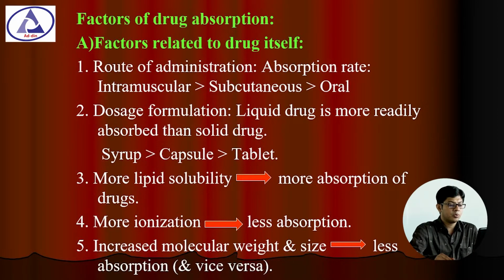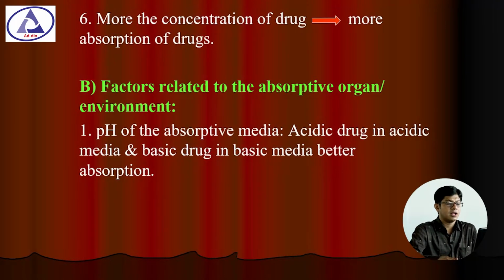Number 3, lipid solubility. More lipid solubility, more absorption of the drug. Number 4, ionization. More ionization, less absorption of the drug. Number 5, increased molecular weight and size. Less absorption occurs when molecular weight is increased, and vice versa. Number 6, concentration of the drug. More concentration of drug, more absorption of the drug occurs.